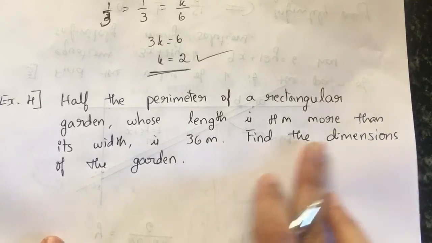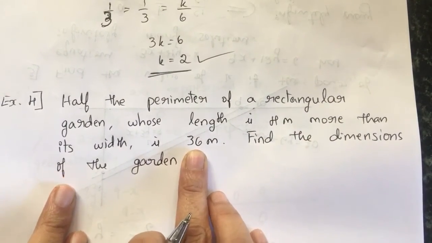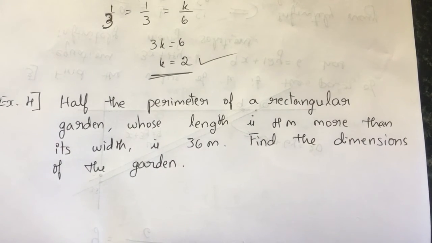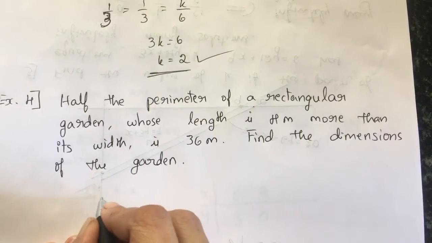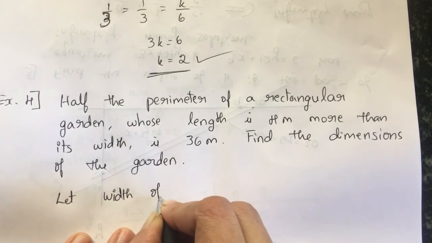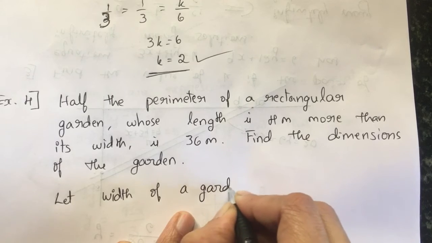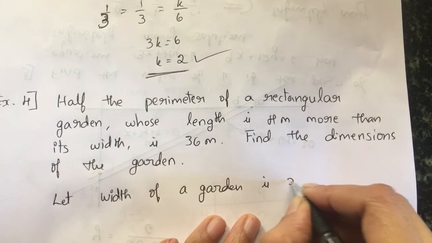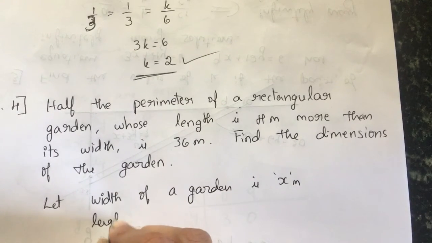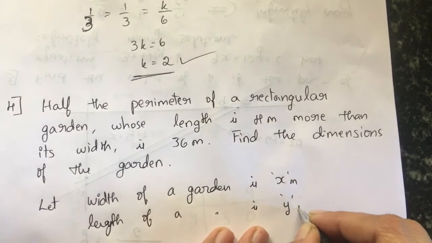Half the perimeter of a rectangular garden whose length is 4 meter more than its width is 36 meter. Okay, and find the dimensions of the garden. See, let me take length and width. Say width of the garden is x meter and length of the garden is say y meter.